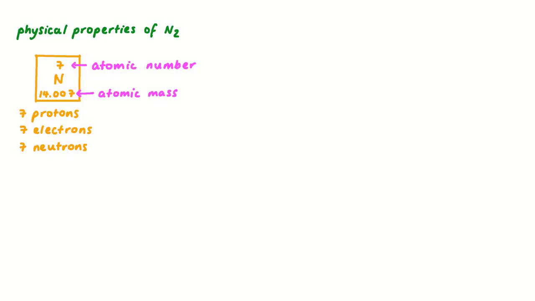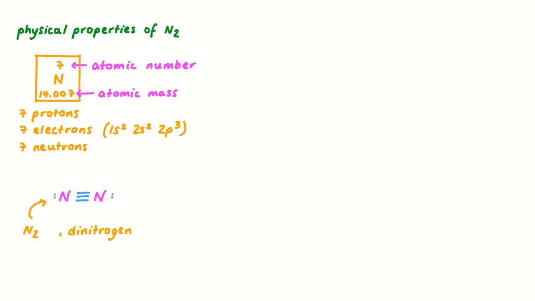Nitrogen is in group 15 of the periodic table, so it has 5 valence or outer shell electrons. The electron configuration of a neutral atom is 1s2, 2s2, 2p3. To satisfy the octet rule, nitrogen needs 3 more outer shell electrons. If a triple bond is formed between 2 nitrogen atoms, then this rule is satisfied.